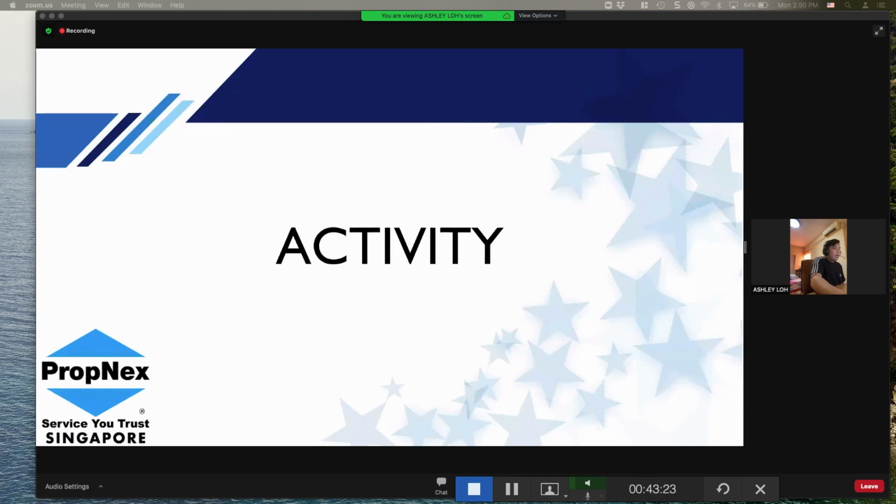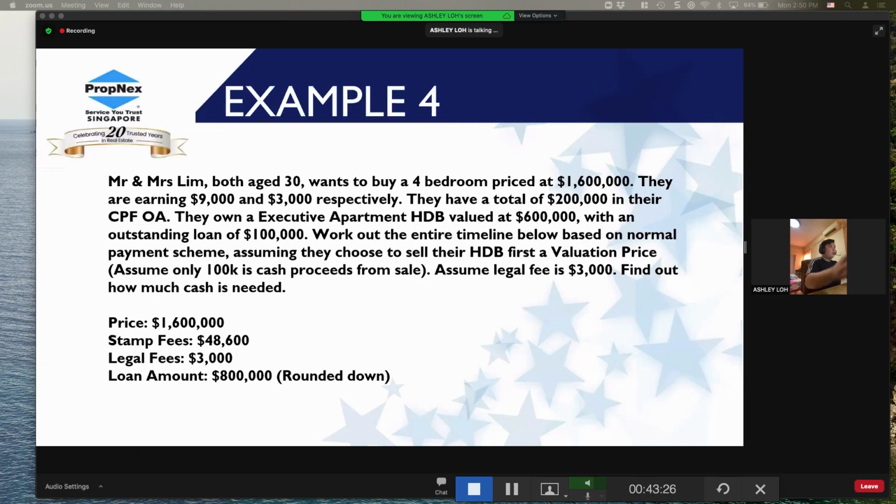Okay, activity. Getting more and more exciting and yet boring at the same time. Take some time to read through this question here again as well. A bit too many words, I'm lazy to speak it out already. Take out all your pen and paper. Start working out already. Find out how much cash is needed. You can use whatever apps you want. If you want to do manual calculation, all is fine with me, as long as you get the correct answer at the end of the day.